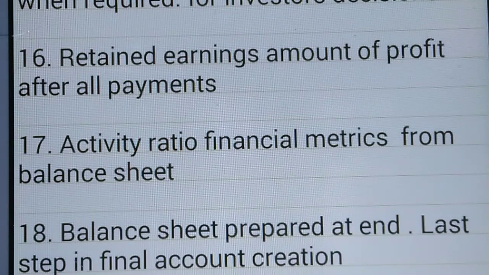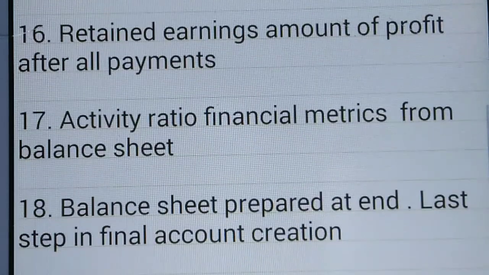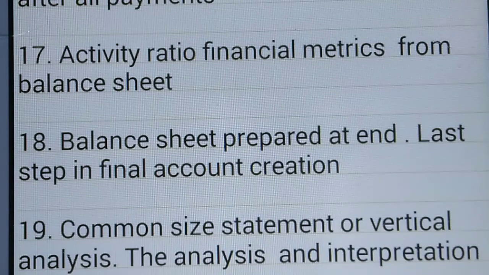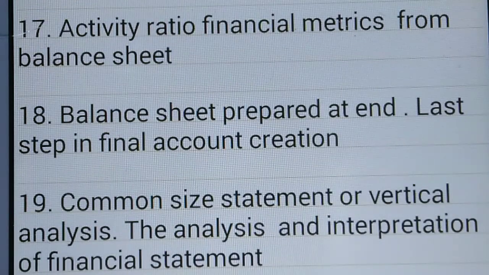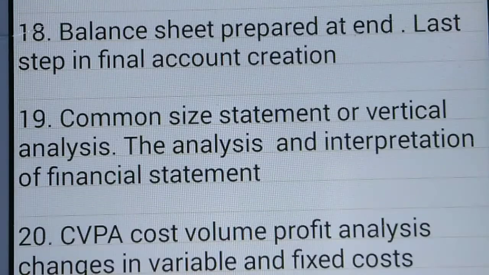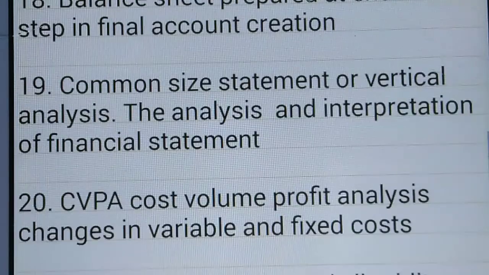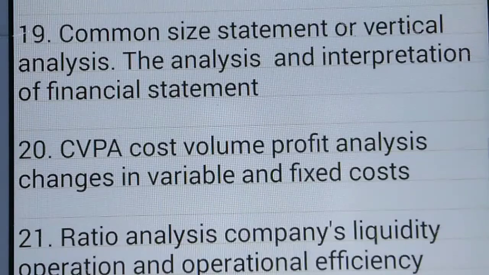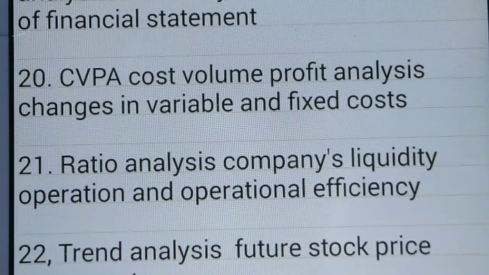Retained earnings, the amount of profit after all payments. Activity ratio, financial metrics from the balance sheet. Balance sheet is prepared at the end, the last step in final account creation. Common size statement or vertical analysis, the analysis and interpretation of financial statements.